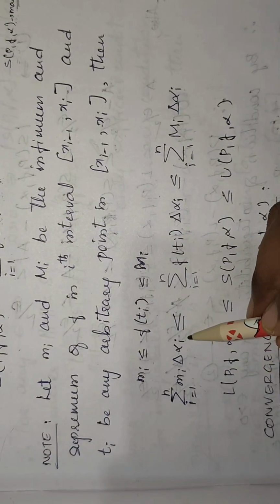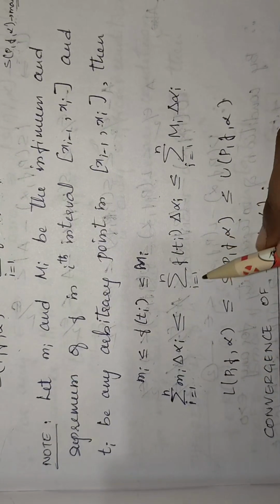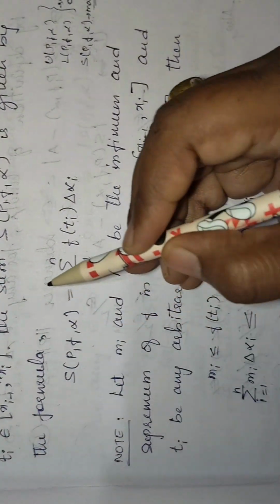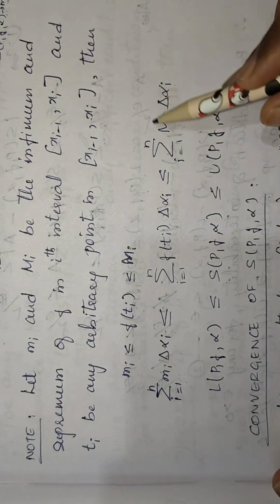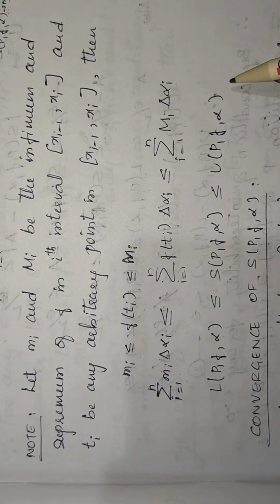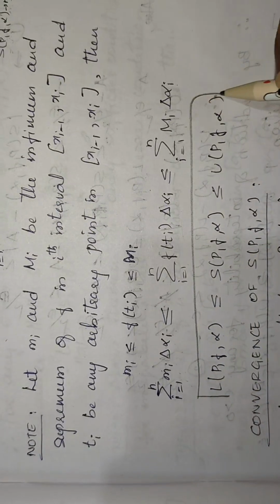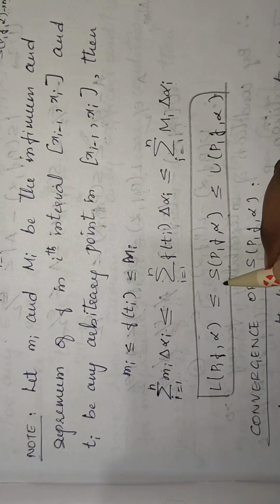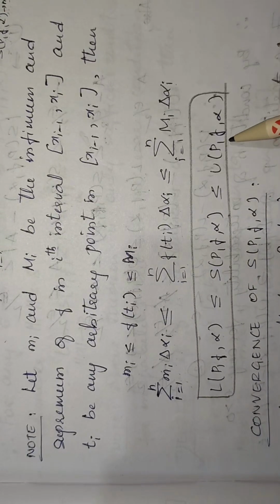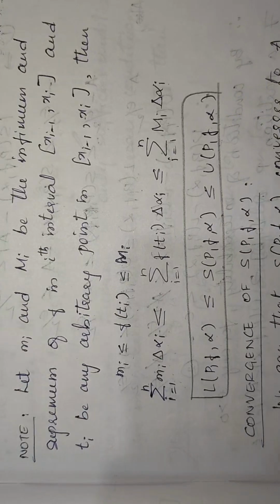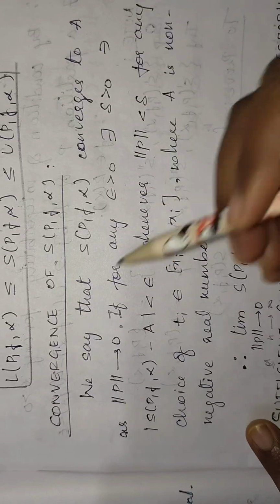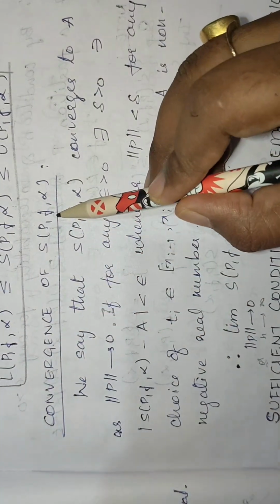But this, according to the definition of lower sum, is equal to L of p comma f comma alpha, and this is nothing but S of p comma f comma alpha, and this is nothing but U of p comma f comma alpha. So you have this relation: L of p comma f comma alpha less than or equal to S of p comma f comma alpha less than or equal to U of p comma f comma alpha. Okay, now let's talk about the convergence of S of p comma f comma alpha.